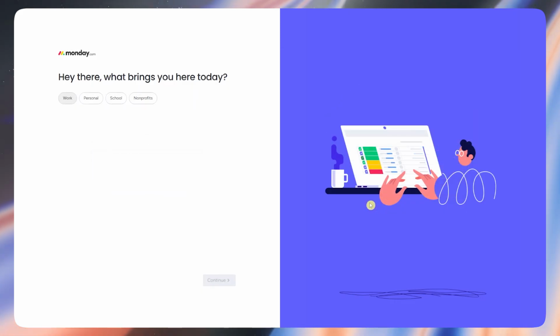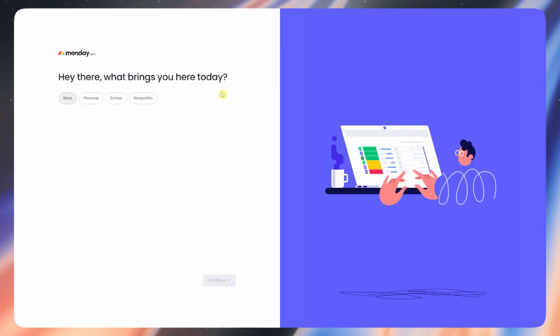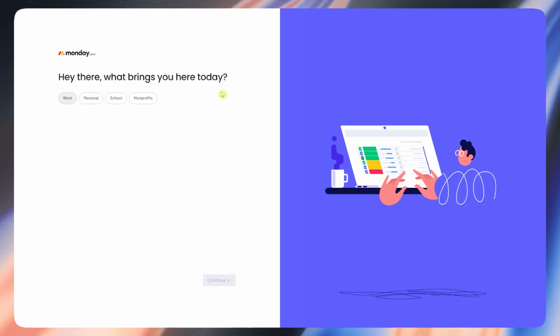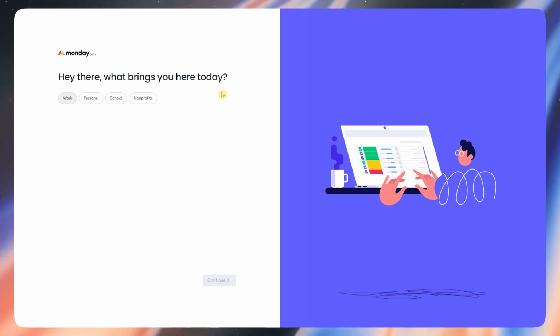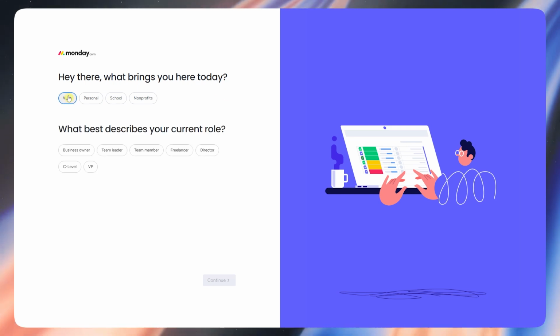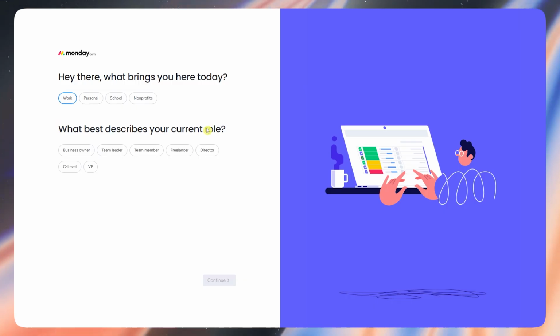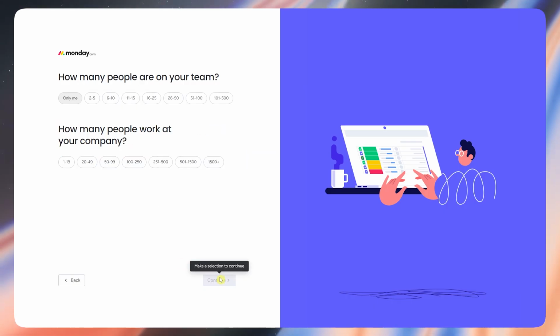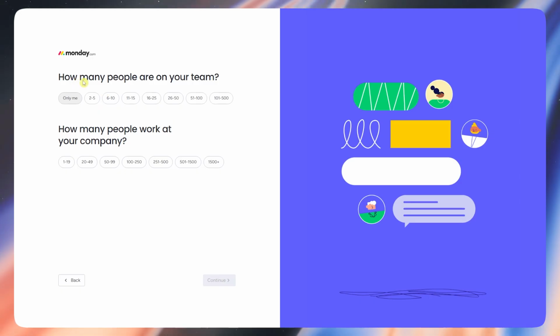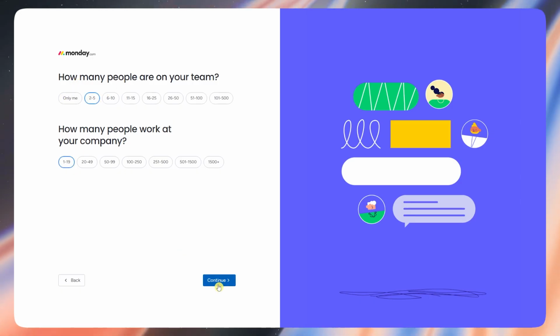And now once you're signed in, you will be prompted into this page wherein it would give you some introductory questions to understand you better, your team better, or your company, so that it would be able to tailor according to your preferences or needs. So in here, I'm just going to choose work. And this question right here, I'm going to go for team leader and click on continue. And from here, how many people are on your team? So I'm going to go for 2 to 5 and then 1 to 19.